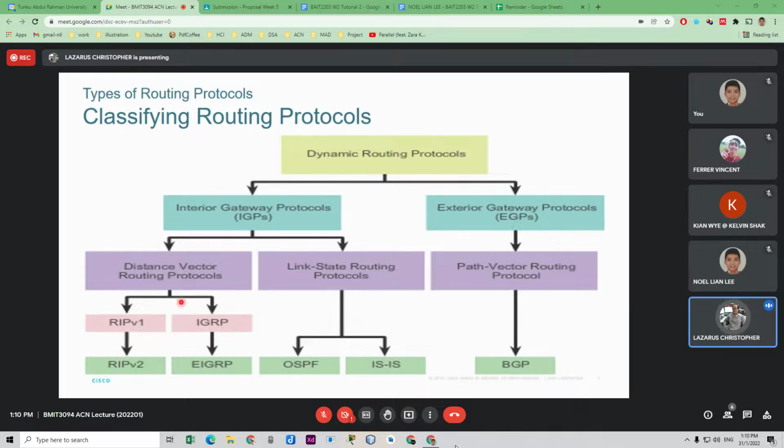And IGRP is actually Cisco's private or own routing protocol. Now the new version is called EIGRP, or Enhanced IGRP, right? Inside routing protocols, we have two, OSPF and ISIS. OSPF is basically a standard protocol. That means it's open standard.